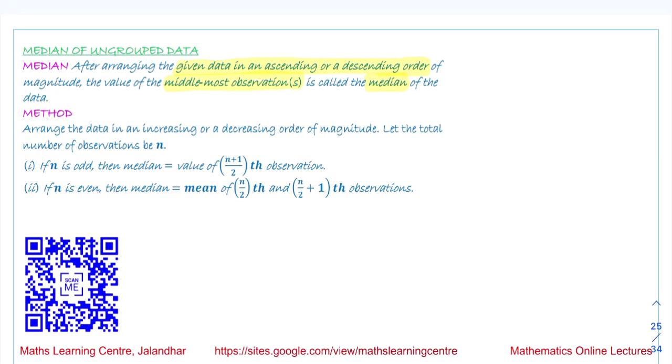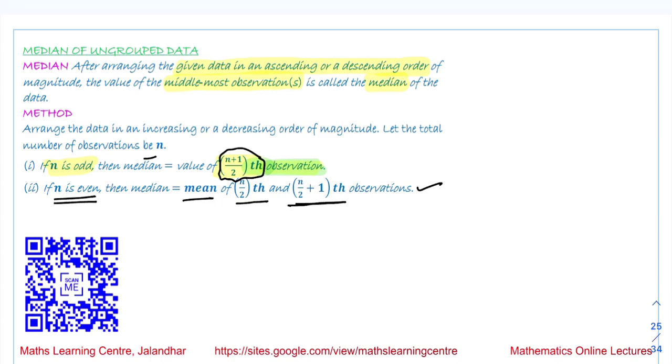If the number of observations is odd, then the median is the (n plus 1) by 2th observation. It is not that (n plus 1) by 2 is the value; it is the (n plus 1) by 2th observation that is the median. And if n is even, the median is the mean of the n by 2th and (n by 2 plus 1)th observation. We will explain these two formulas with the help of an example in our next slide.